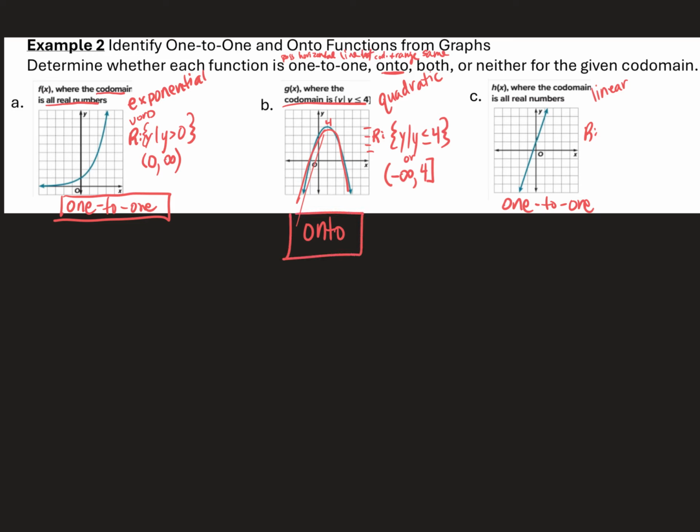Okay. How far up or down is this graph going? Well, this graph is going forever up and to the right and forever down and to the left. So the range is all real numbers, or in interval notation, from negative infinity to positive infinity, which means this is an onto function, which means it is both. So please make sure you have all of that written on your paper so you can remember those definitions. Moving on to the next slide.